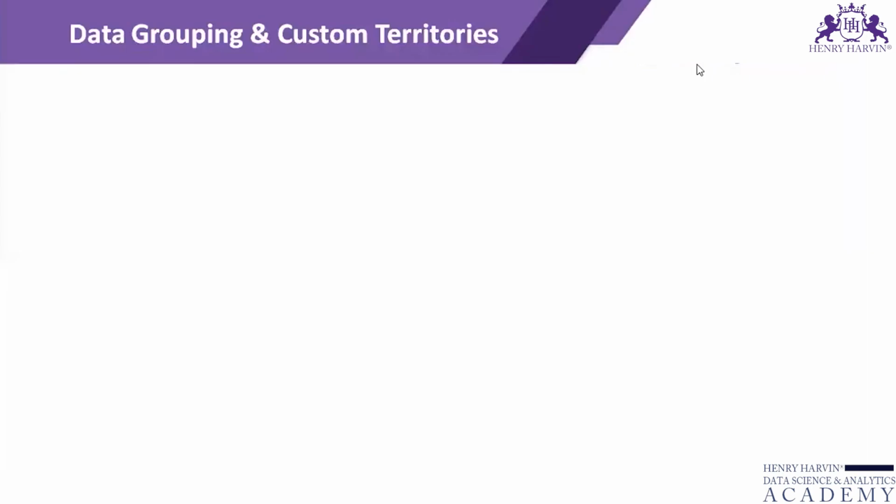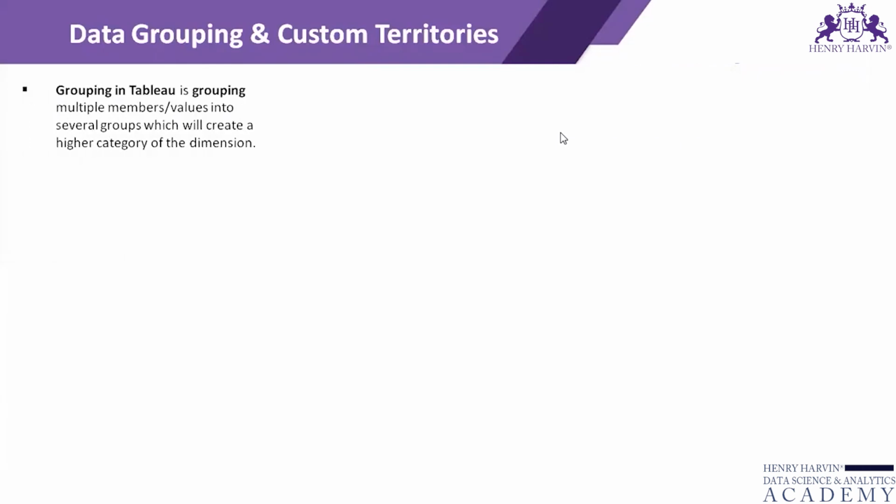We are going to discuss data grouping and custom territories in Tableau. So basically, as we had studied sets, grouping is somewhat similar to sets, but there are some minor differences. We'll cover them as well. But as of now, the basic definition of grouping: in grouping, we group together multiple members within the same dimension in a data set, and we create subcategories for those particular dimensions.